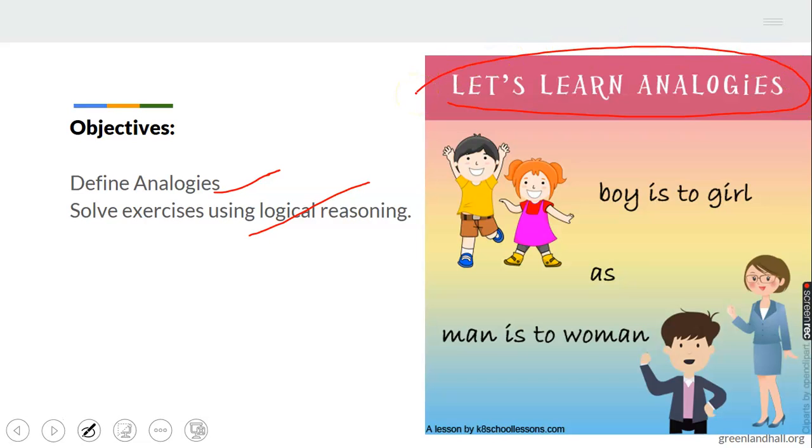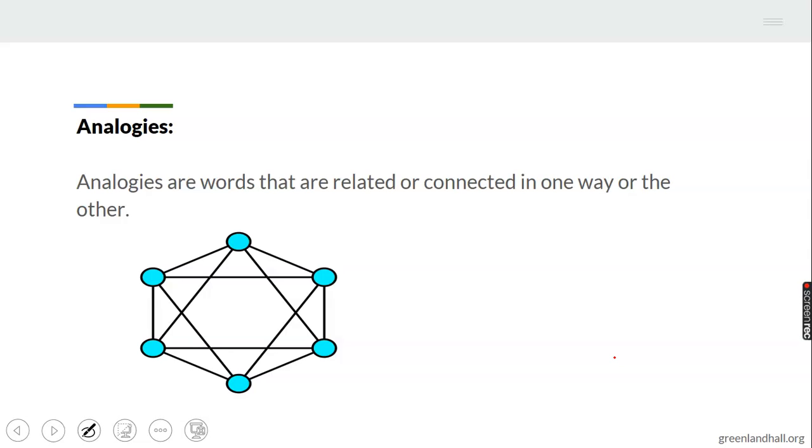Let's have some fun, girl. Let's have some fun, boy. Boy is to girl as man is to woman. Now I will tell you what an analogy is all about. Analogies are words that are related or connected in one way or the other. You can see this box here. You can see connection, and like that, it continues to connect and connect. And then all the points are being touched. That's what analogy talks about. It means those words are actually related to one another in one way or the other.